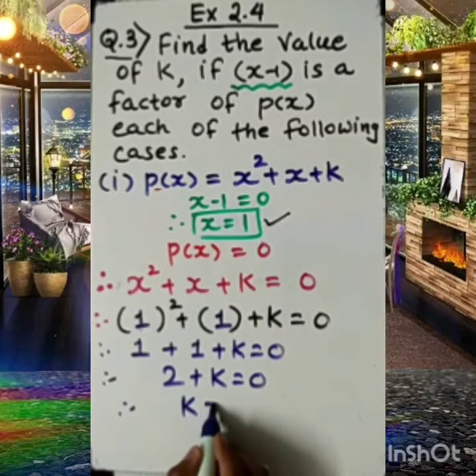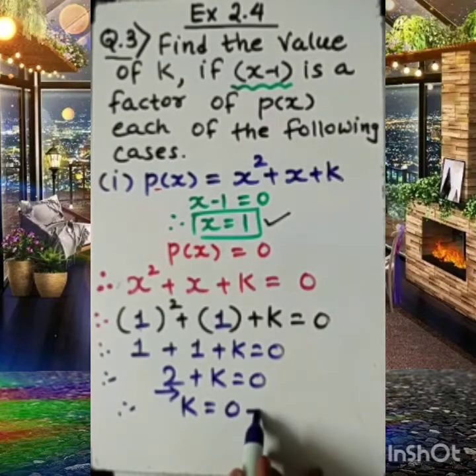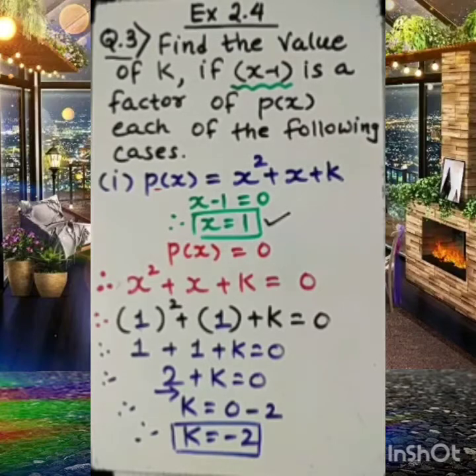Therefore, 2 plus k equal to 0. Let me transpose this plus 2 to the right side. Sure, it will become minus 2. Therefore, k equal to minus 2. So, the value of k we will have is minus 2. So this is the solution.